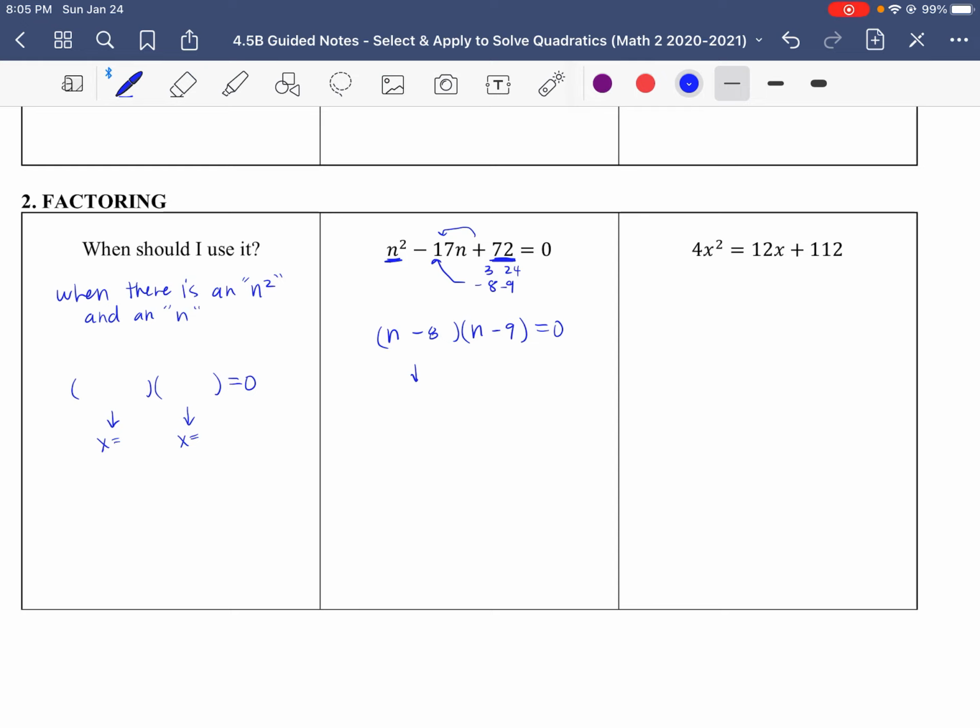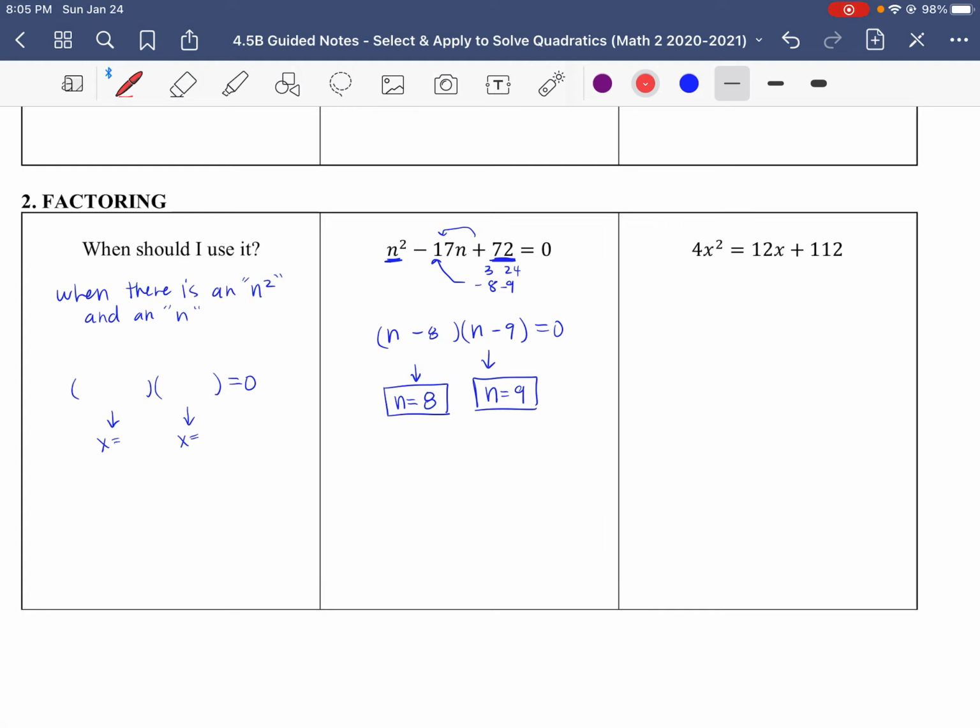So our solutions, right, if we look at this first factor, n minus 8, well, to make that equal 0, n would have to be a positive 8, because 8 minus 8 is 0. And here would be a positive 9 as our solution. So those are our two solutions by factoring. Again, let's just walk through those steps.